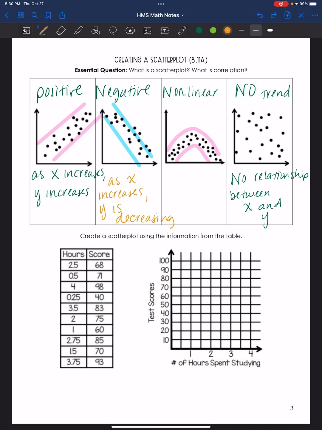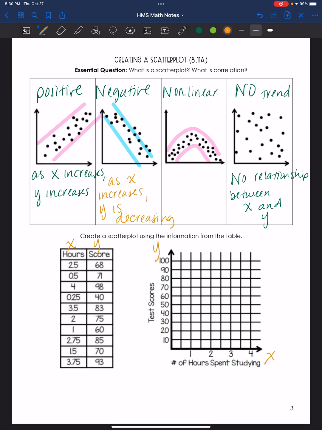So here are my hours and scores. Hours I know is gonna be X, scores are gonna be Y. I also know that because it says it here on the X axis, that's number of hours, and right here on the Y axis, it says test scores. So I feel like I am set up for success here. X and Y, I just like to label everything.